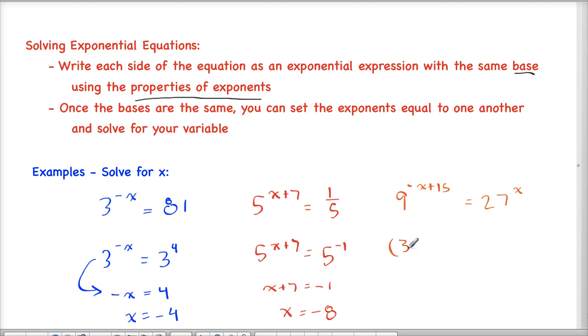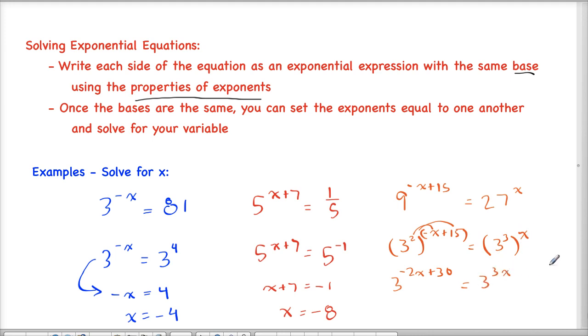So 9 can be written as 3 squared to the negative x plus 15 power. And 27 is 3 cubed to the x power. And now I'm going to apply my properties of exponents here. When I have a power to a power, what do I do with the exponents? I multiply them. So this is 3 to the 2 times negative x plus 15. So that's the negative 2x plus 30 power, right? Because I'm multiplying this 2 times this whole quantity. So I distribute it. And so that equals 3 to the 3x power.